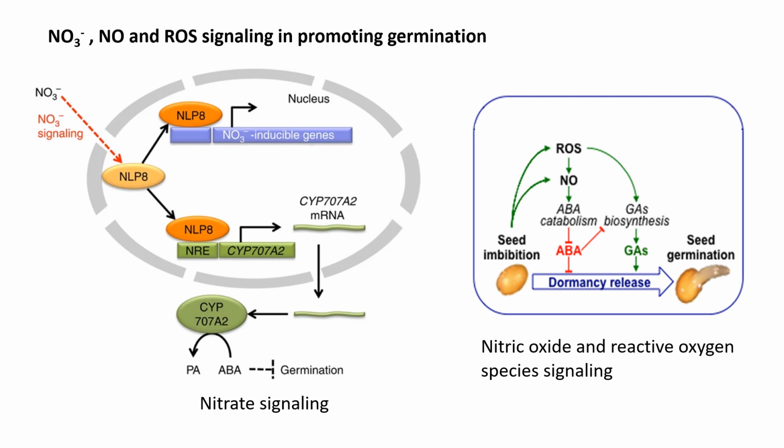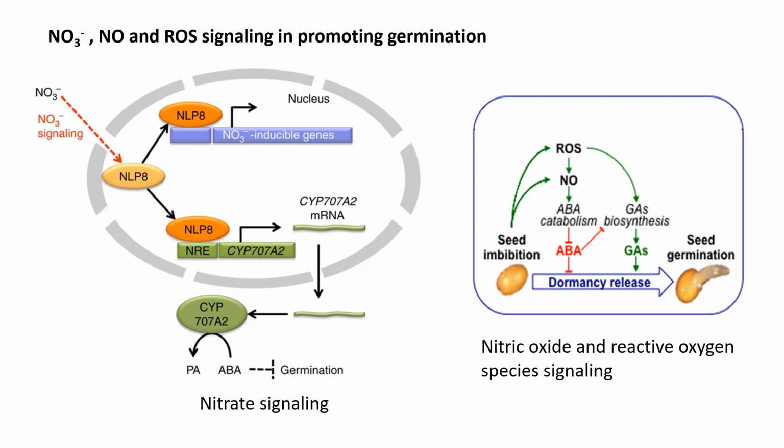In Arabidopsis, the nodule inception or NIN and the NIN-like proteins or NLPs are a family of transcription factors that are involved in nitrate signaling. NLP8 is a key nitrate sensor and promotes germination in the presence of nitrate by direct transcriptional regulation of CYP707 and a corresponding decrease in abscisic acid levels in response to endogenous nitrate.